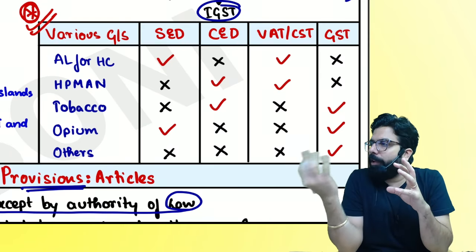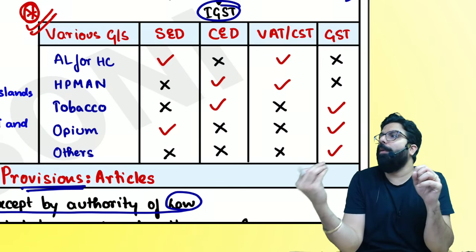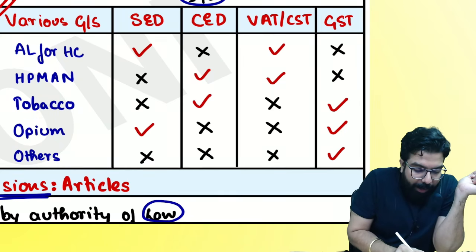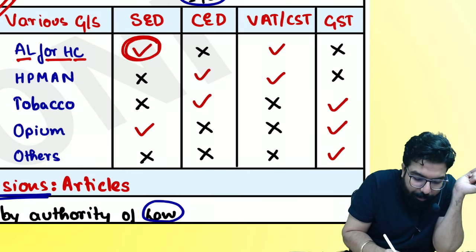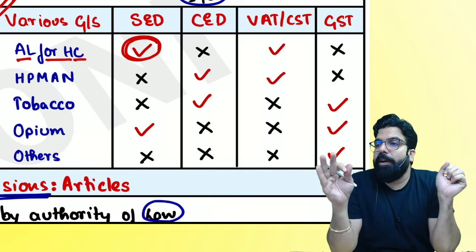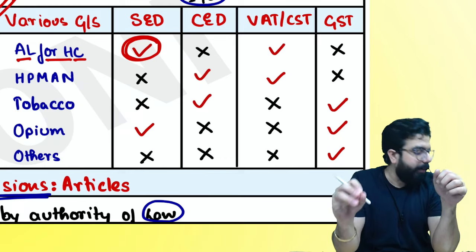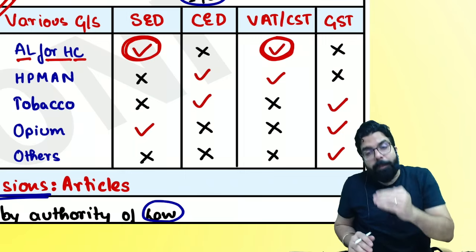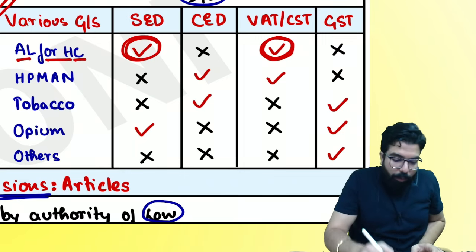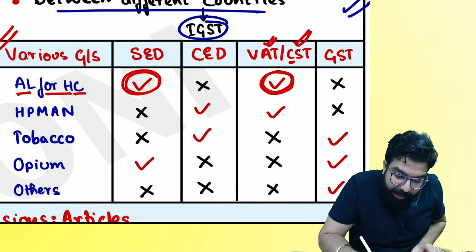What are the various goods and services on which the various types of taxes are being charged? Number one, alcoholic liquor for human consumption. Whenever it is manufactured, the state government charges what? State excise duty. Whenever you sell it, if I am a shopkeeper selling alcohol, value added tax is charged. If I sell from one state to another, central sales tax.